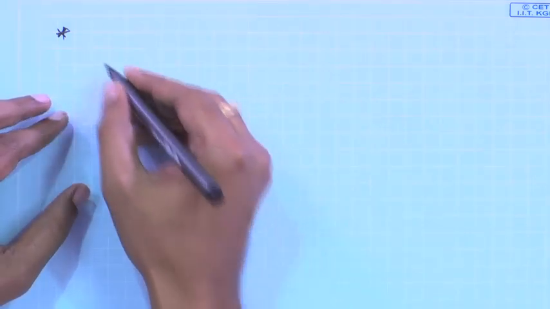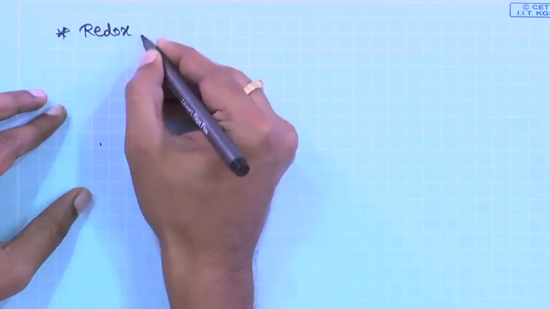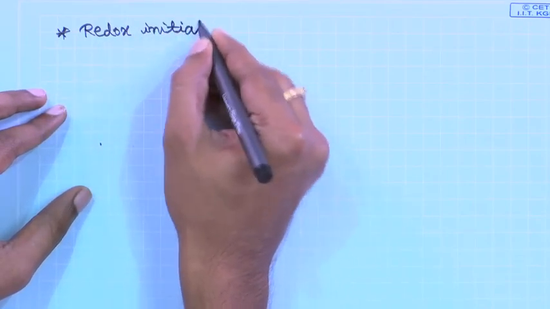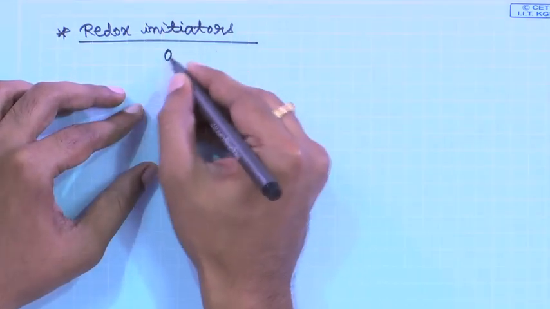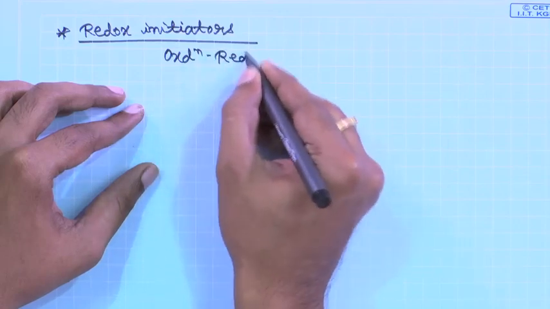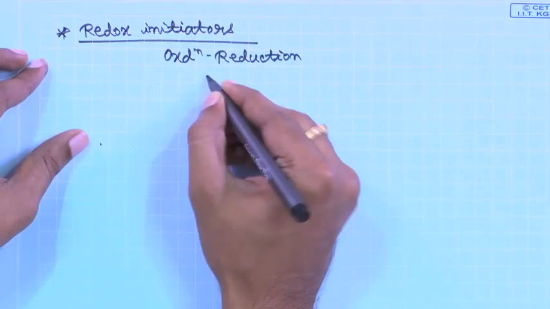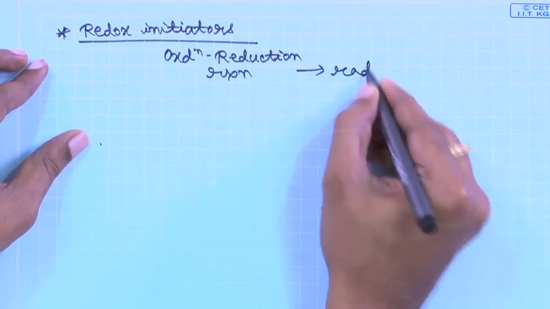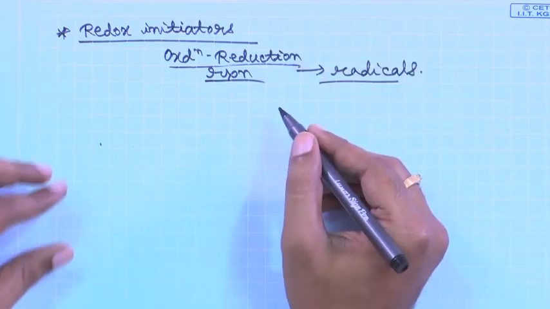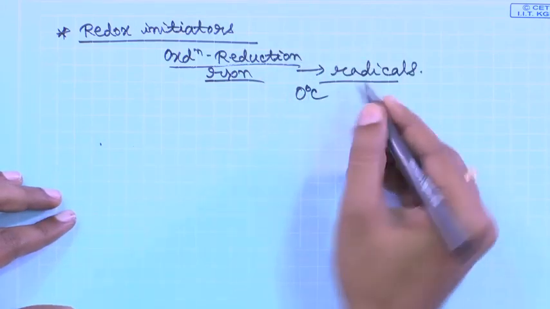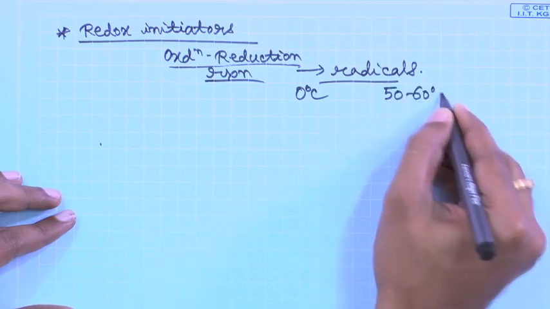Another kind of initiation that you can do for radicals is, say you can have redox initiators. So, basically you will have an oxidation reduction reaction that produces radicals. And typically for this kind of reactions you can use a wide range of temperature, even close to 0 degree Celsius or say 50-60 degree Celsius.